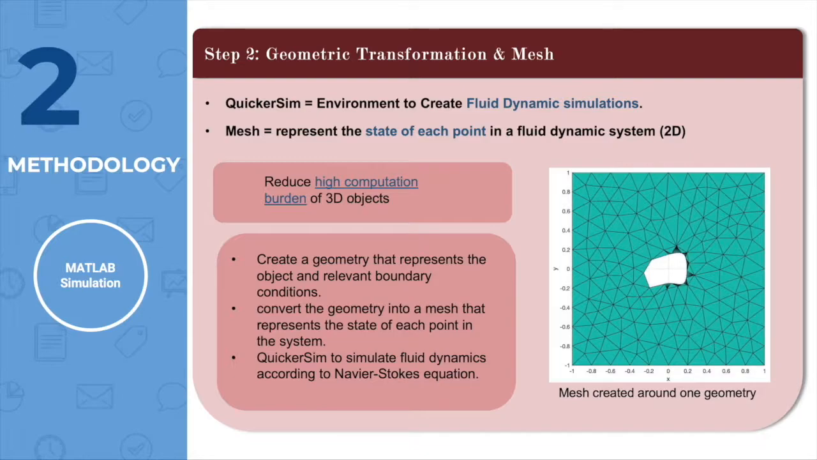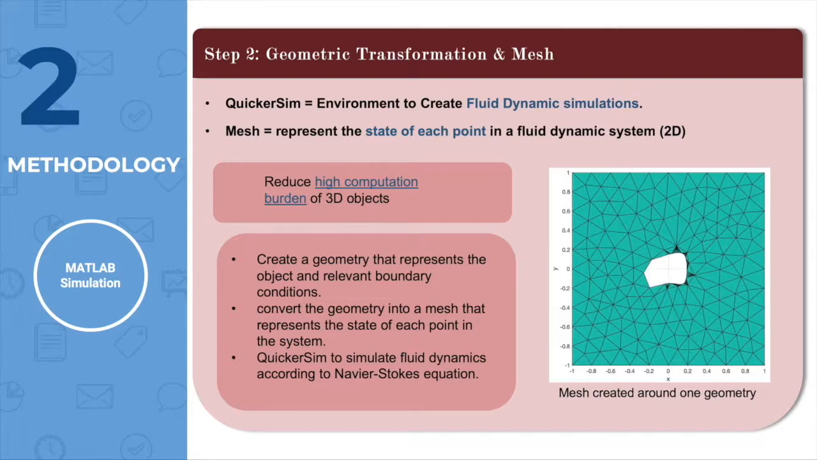Then we map the 3D shape into 2D. We achieve this process by creating a geometry that represents the object in its relevant boundary conditions. Then we create a mesh to represent the state of each point of the system. We use a MATLAB add-on called QuickSim to fulfill this conversion.